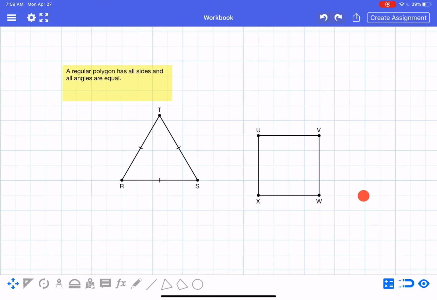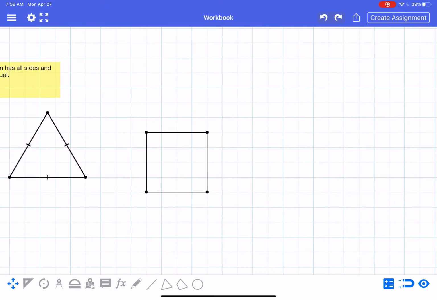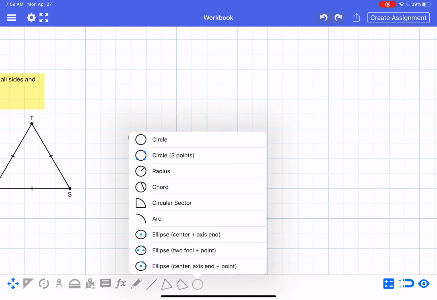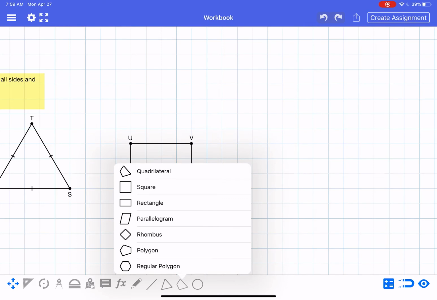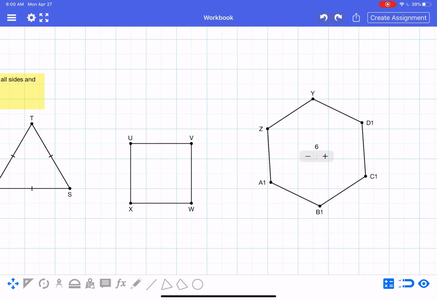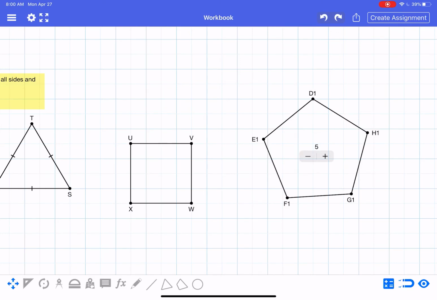We can draw more regular polygons. So the next regular polygon would be, here they are. Let's do a regular polygon. Okay, so this tool here decreases in size, right? So here's the first regular polygon.